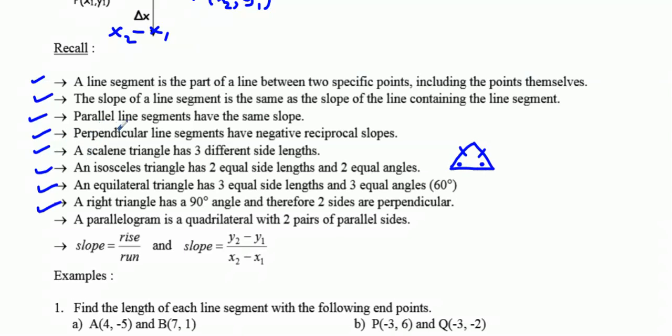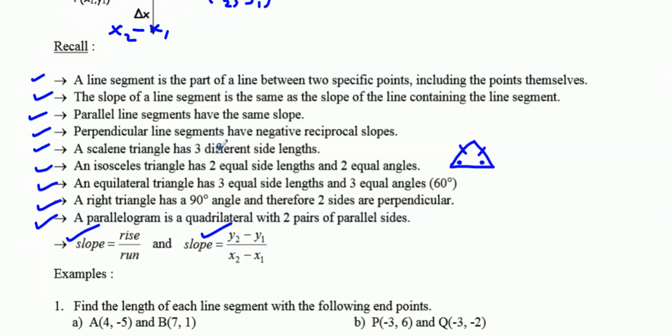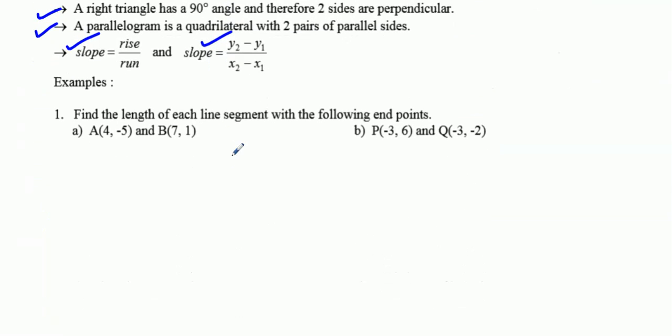A parallelogram is a quadrilateral with 2 pairs of parallel sides, and you should know that. You should also remember slope is rise over run, and the slope formula is y2 minus y1 over x2 minus x1. Alrighty, here we go.